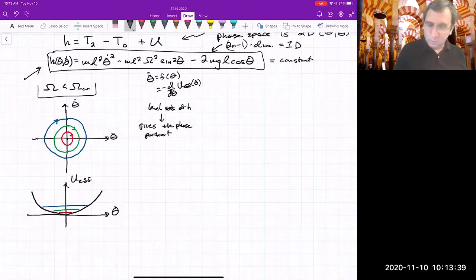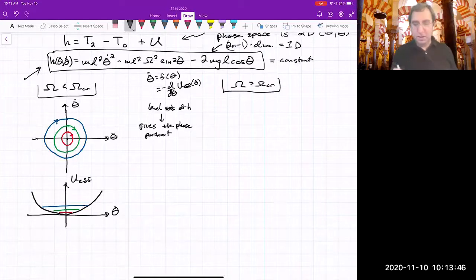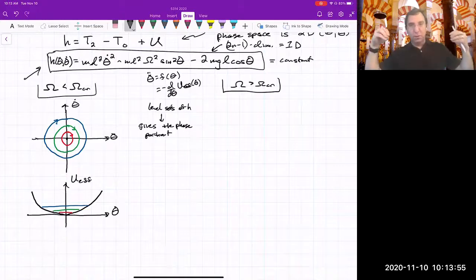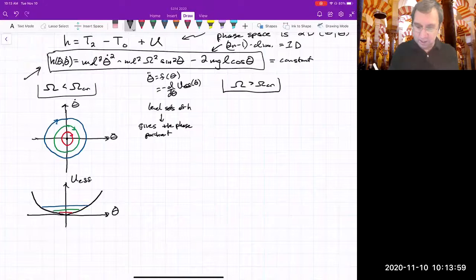Okay. What about for the case of omega greater than omega critical? So once we know when things got fast enough, there's not just an equilibrium point at theta equals 0 and plus or minus pi. There are these two new equilibrium points that actually sort of grow out of theta equals 0, and they're symmetric on either side.